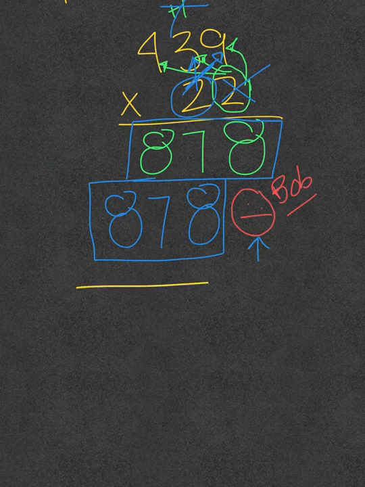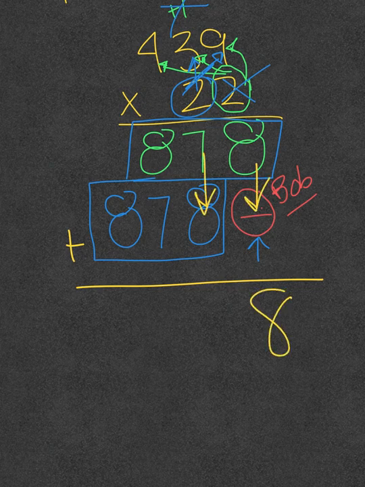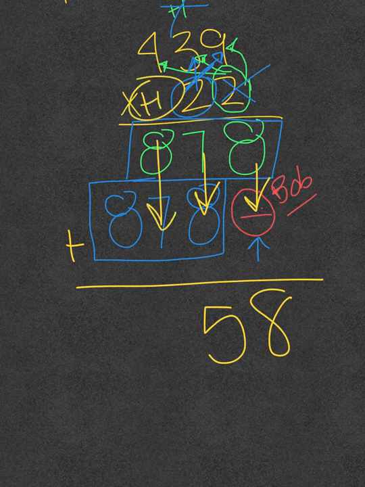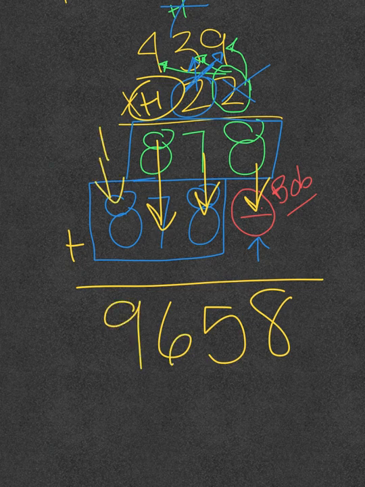by adding. 8 plus 0 is 8. 7 plus 8 is 15. Regroup the 1. 7 plus 8 is 15, plus the 1 up here, 16. Regroup. 1 plus 8 is 9. Here's my thousands comma. So my answer is 9,658. Not too bad. Seems pretty easy.